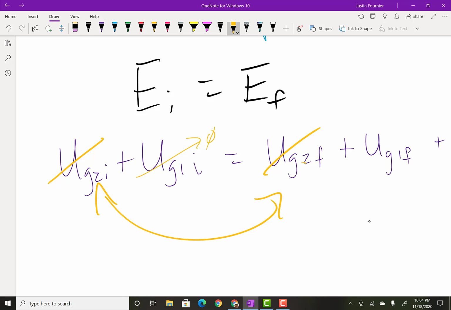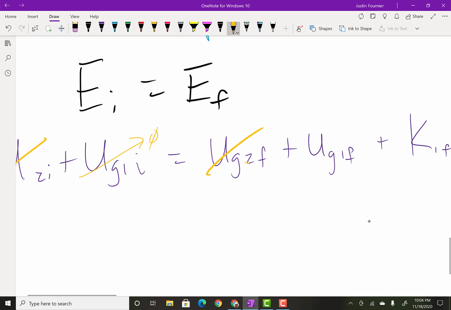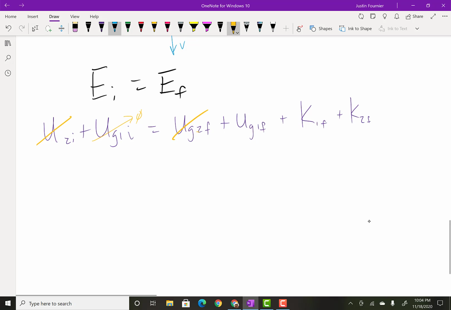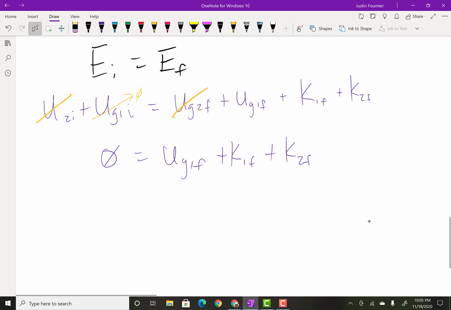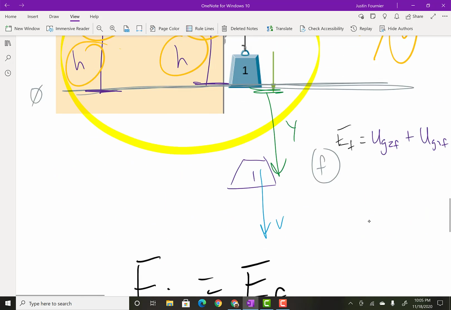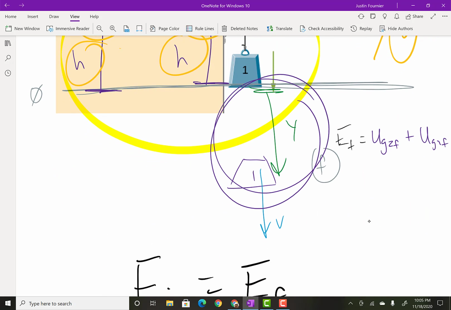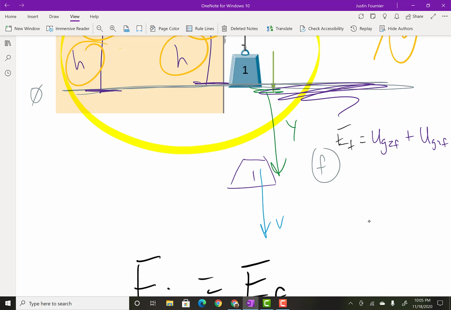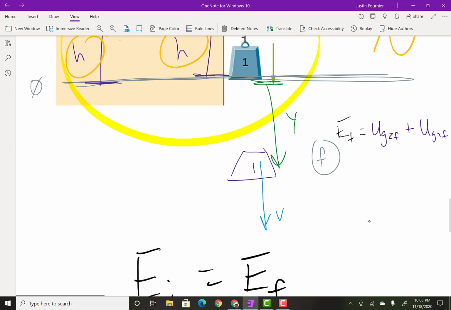Because if I had 2 on this side and 2 on this side, those 2's would just cancel out and just subtract both of them. So that's going to leave me then with 0 equals the gravitational potential energy of object 1 at the end, plus the kinetic energy of object 1 at the end, plus the kinetic energy of object 2 at the end. So, what's my gravitational potential energy at the end? Well, it's below my 0 point. Remember, my 0 point is there. So that means I have negative gravitational potential energy.